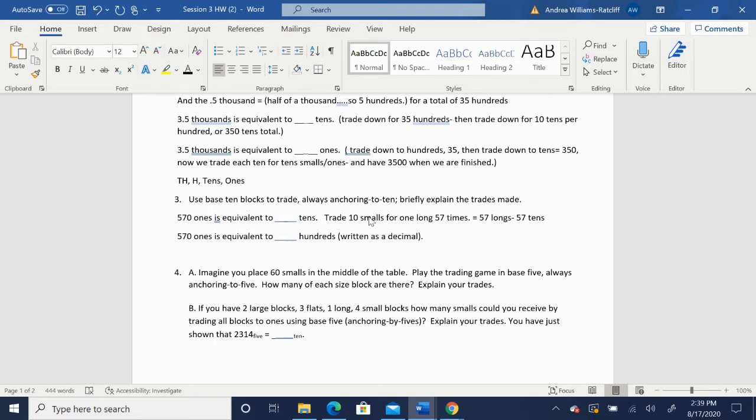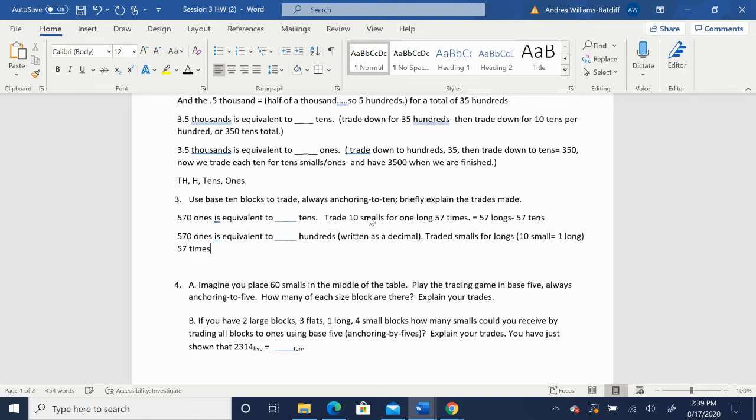Okay, let's go over here to our ones. We're going up to hundreds. Okay, so think about what we just did. You can use this previous step to help you. We've already traded smalls for longs. 10 smalls equal 1 long. We've done that 57 times. Now we have them in tens. That's where we left off here. So how are we going to get those to hundreds?